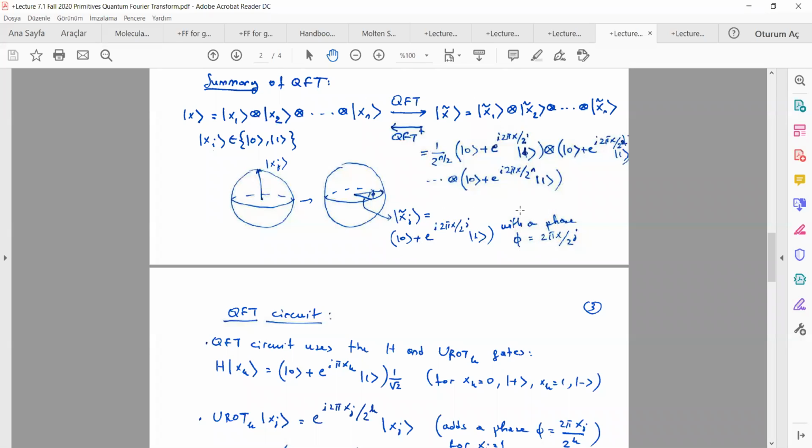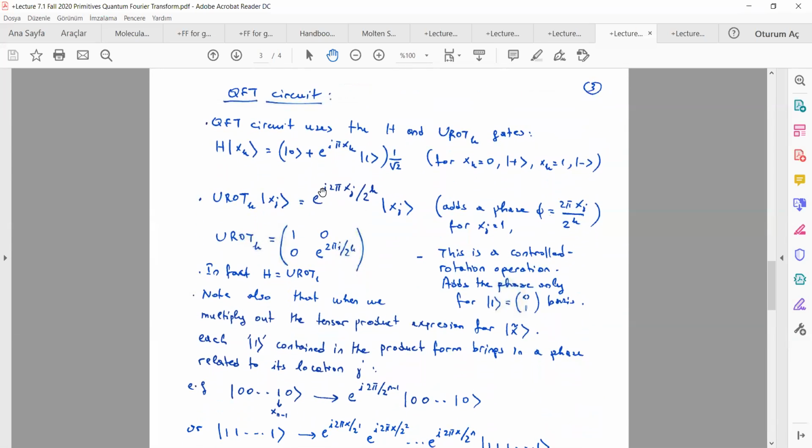Okay. So this is the summary. I think it's important to remember this. So now, how can we represent this formal expression of quantum Fourier transform in terms of a circuit, in terms of a QFT circuit?